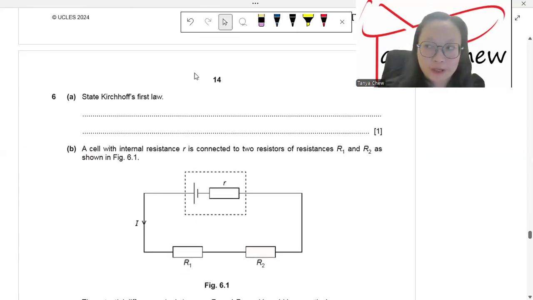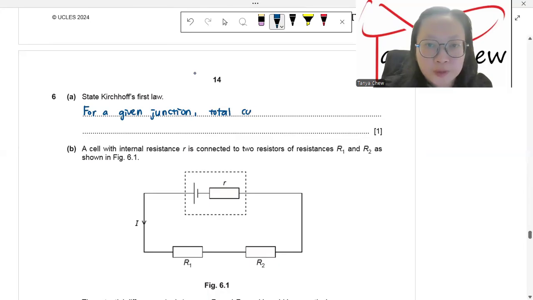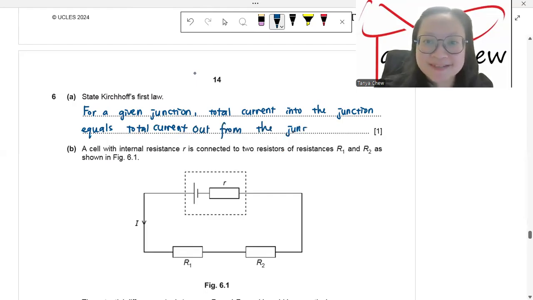Kirchhoff's first law is about the current, remember? So I will say for a given junction, total current into the junction equals total current out from the junction.